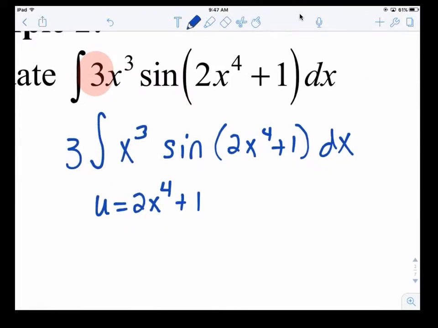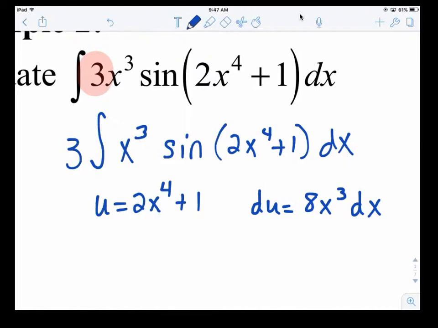Okay, so what would du be equal to? What's the derivative of this? 8x cubed dx, right? Okay, so I have x cubed and I have dx, right? What I don't have is the 8. I have no 8 here.